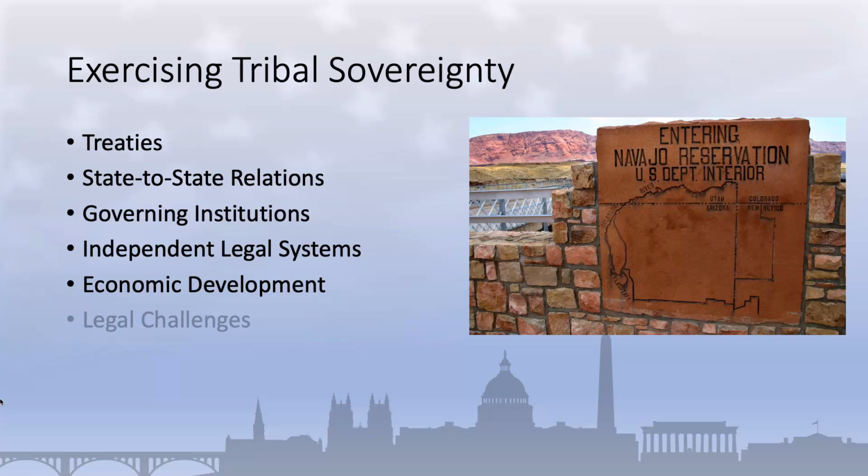Tribes have also protected their sovereignty by challenging adverse government actions and policies in courts. They've used litigation to assert their rights, defend their lands, and seek compensation for past injustices. For example, the Oneida Indian Nation has successfully sued the state of New York in the landmark case Oneida Indian Nation versus County of Oneida to recover ancestral lands that had been illegally acquired.